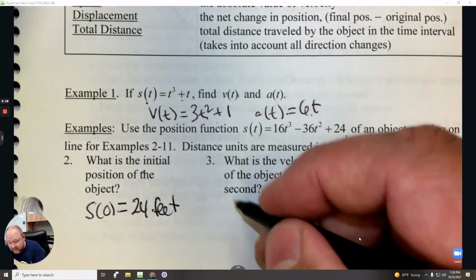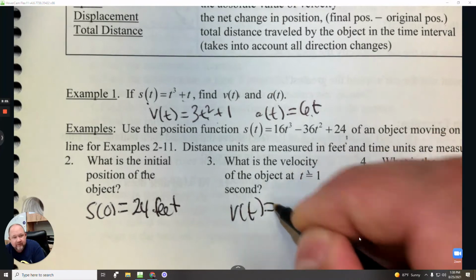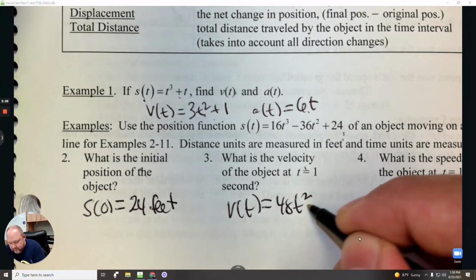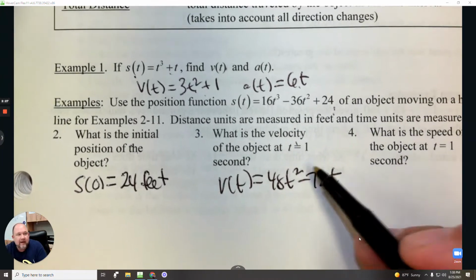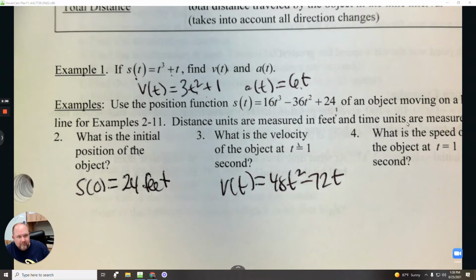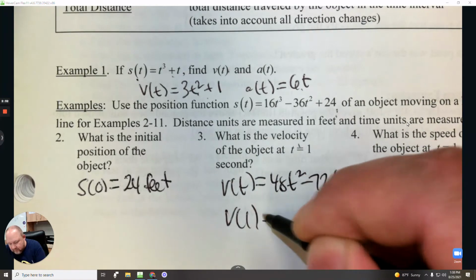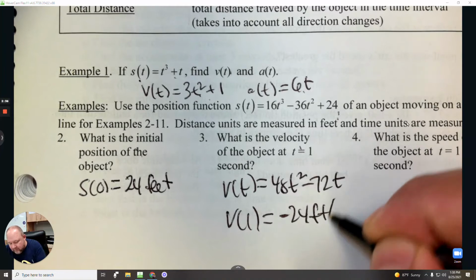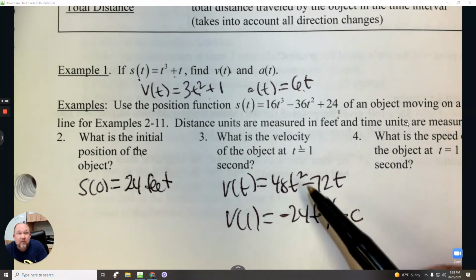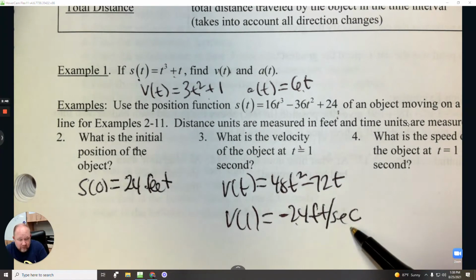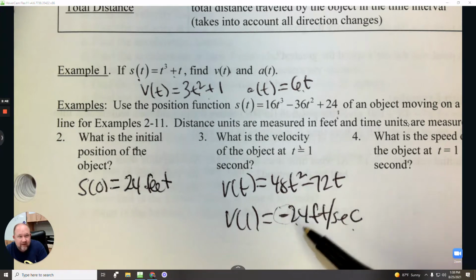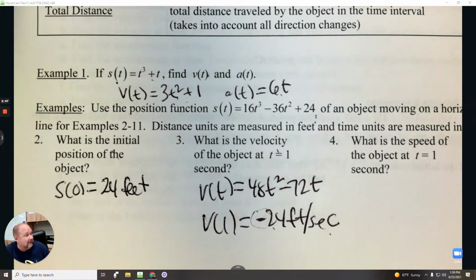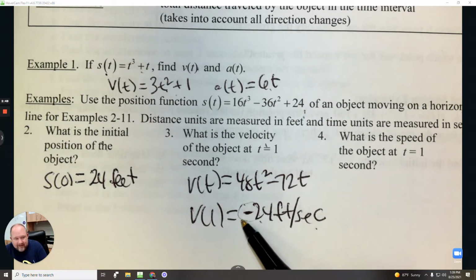What's the velocity? Well, I first need to know the velocity equation, so I'm going to take the derivative. And then after I take the derivative, I'm going to plug in 1. If you plug in 1, you get 24, and it's negative 24, and that's feet per second. So not only does velocity tell you how fast you're going, but the direction. In this case, on a horizontal line, we're going left when it's negative.